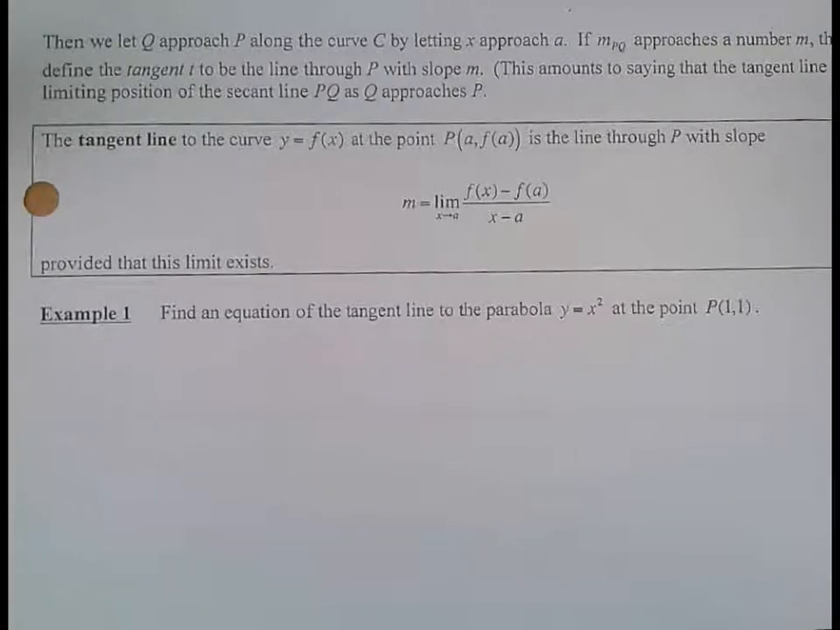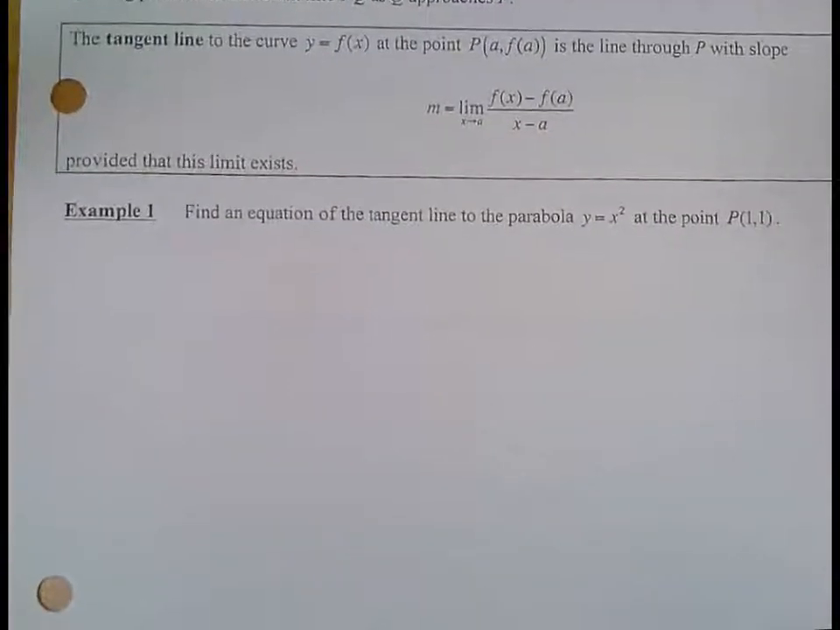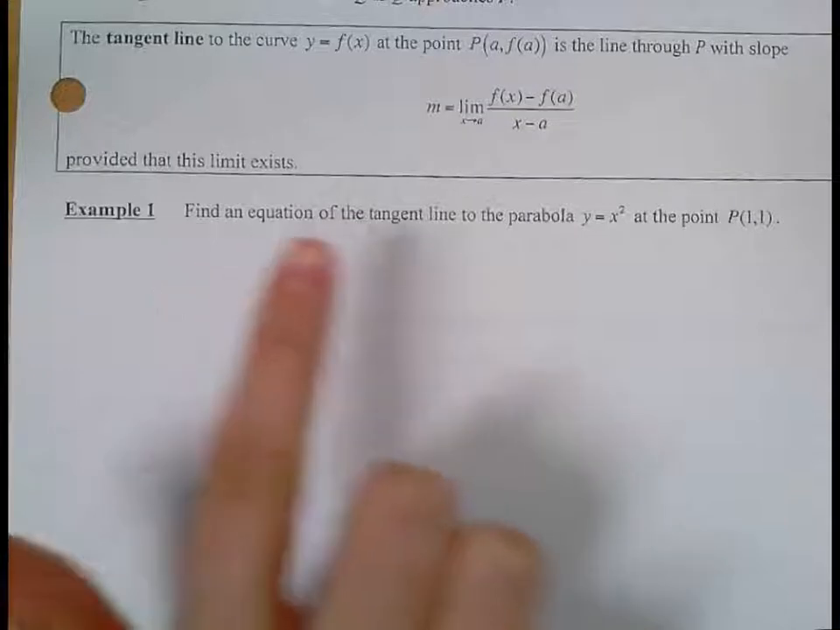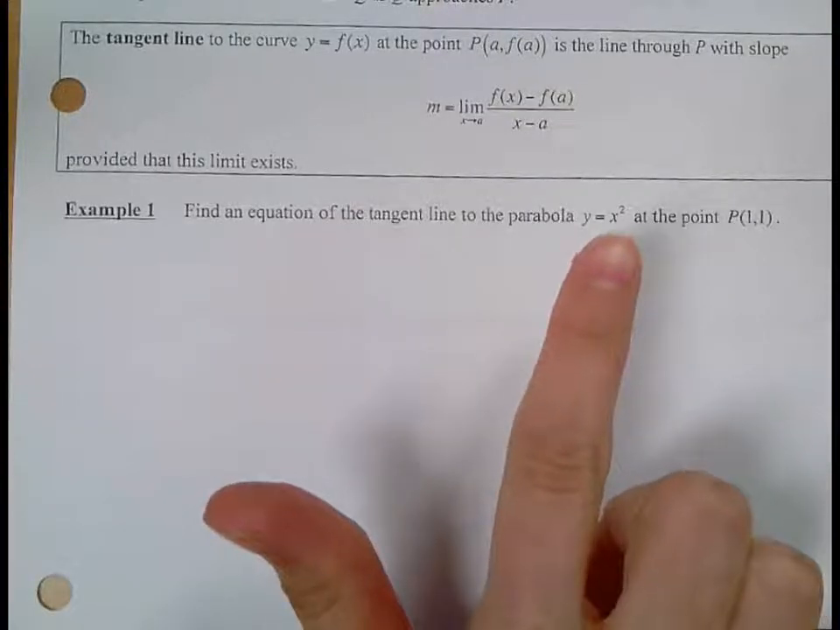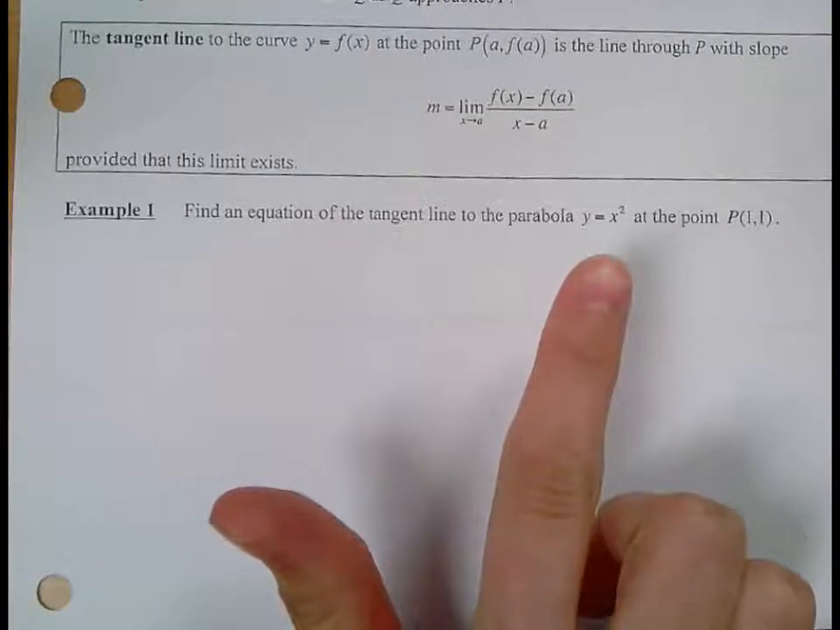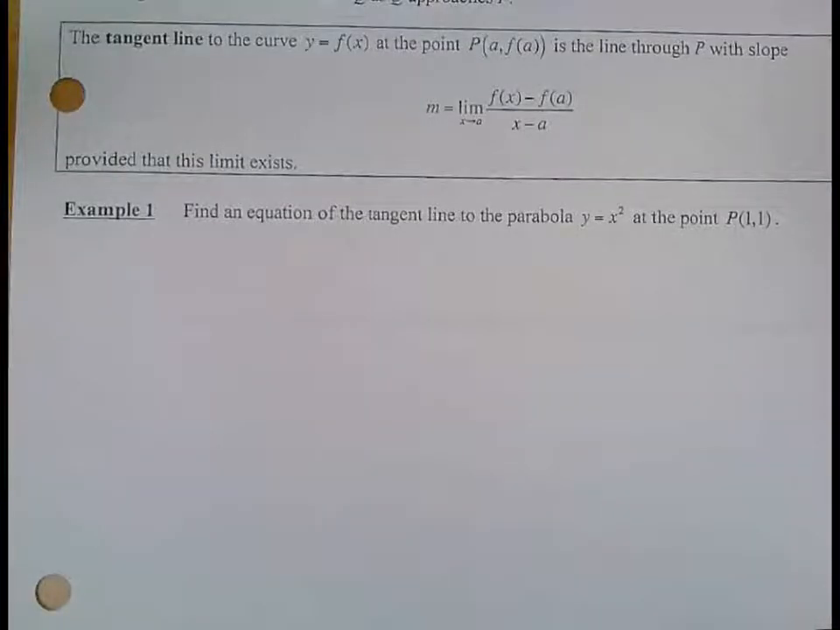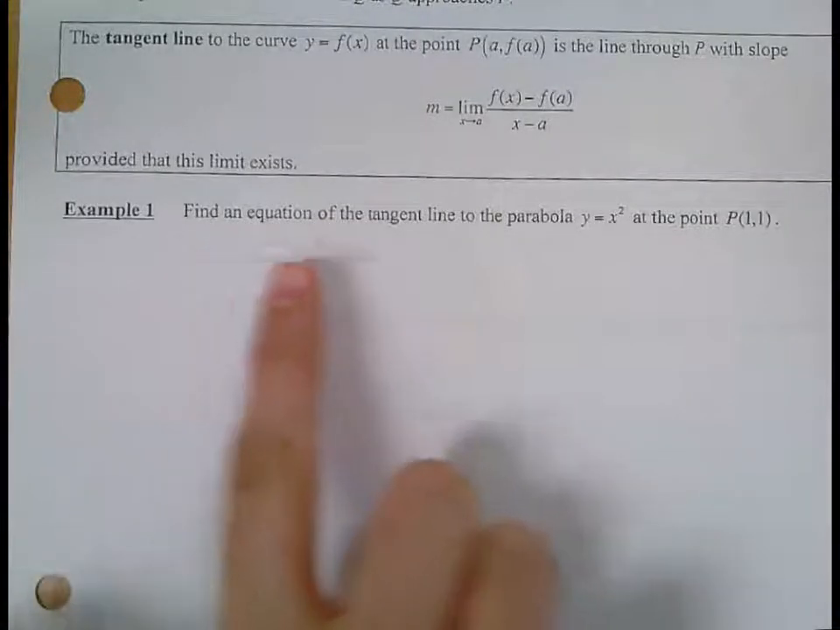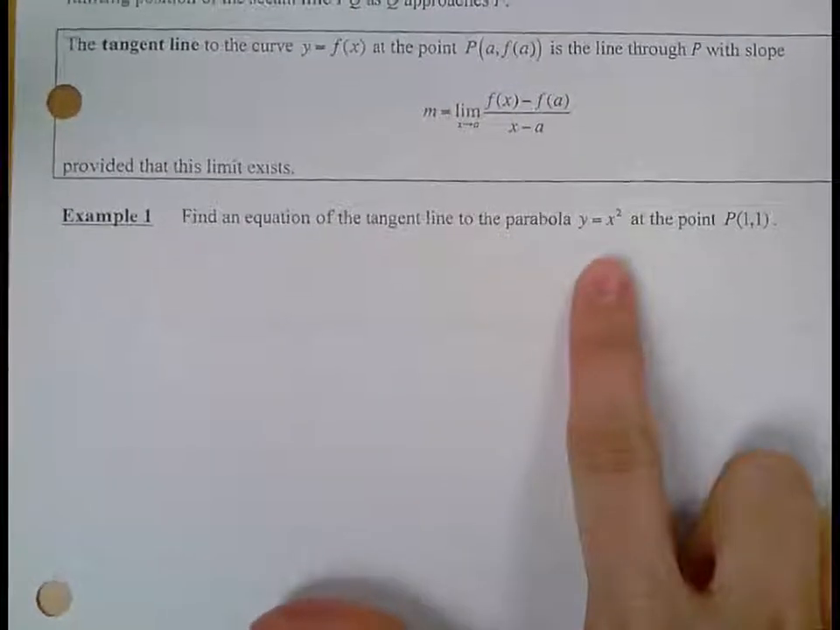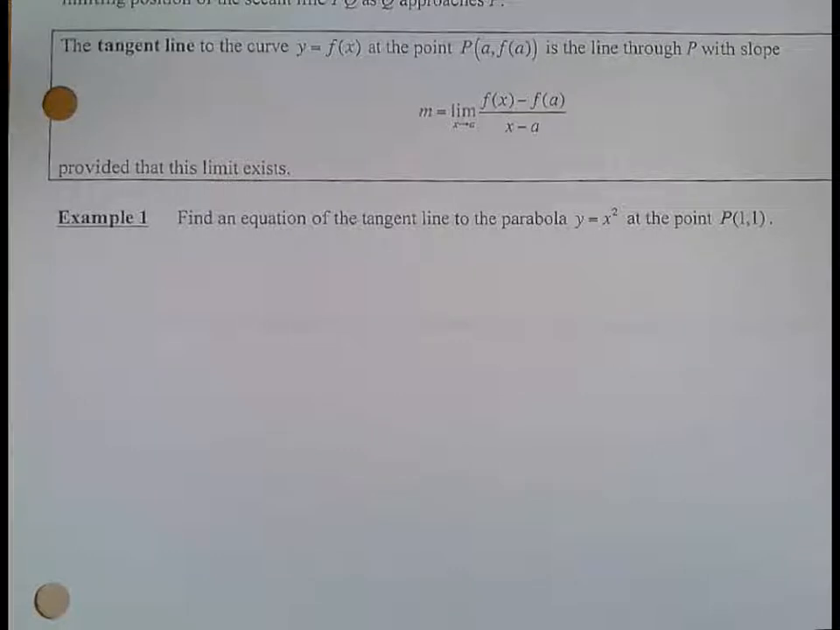If it doesn't exist, we don't have a tangent line. So then in example 1, this is actually the problem we looked at in 2.1, that first example, where we had to find different points Q and find the different slopes. We're going to revisit this example, so find the equation of the tangent line to the parabola y equals x squared at the point P with coordinates 1, 1.